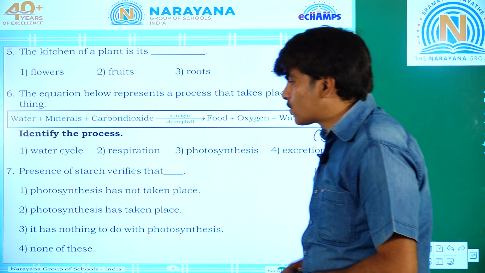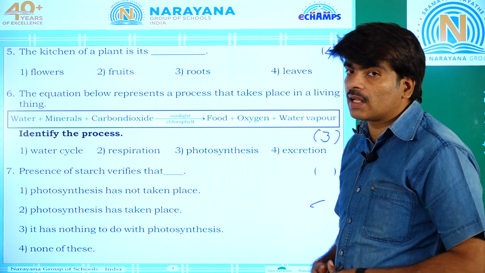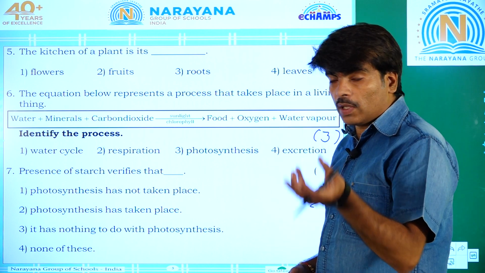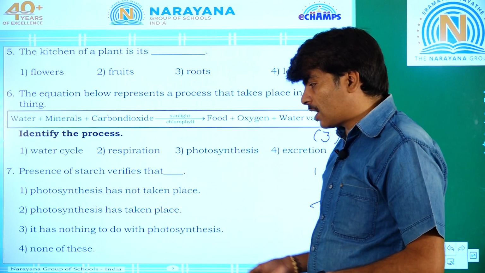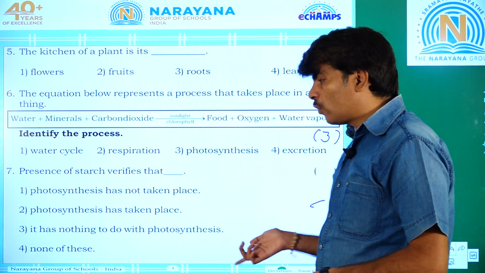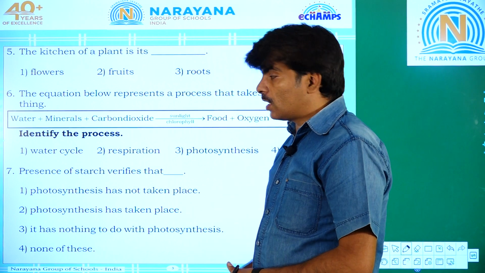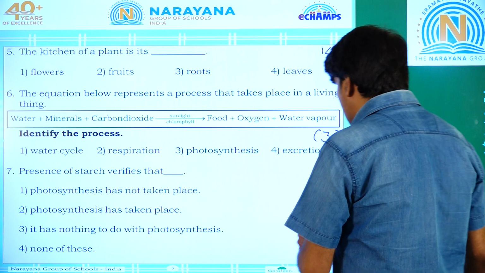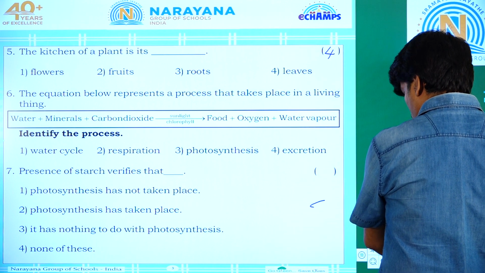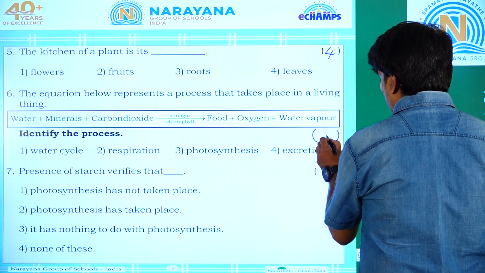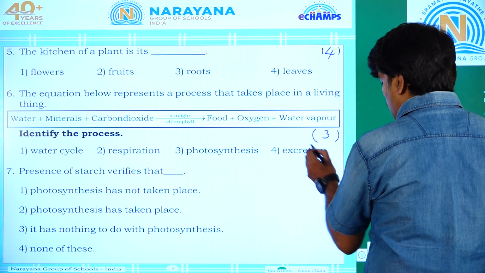Now moving on to the next question. Presence of starch verifies that, if starch is present in the plant, photosynthesis has taken place. It has nothing to do with the other options. Presence of starch is because of photosynthesis. So option 2 is the correct answer.